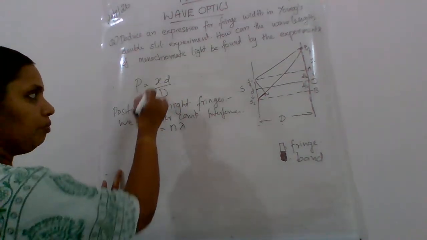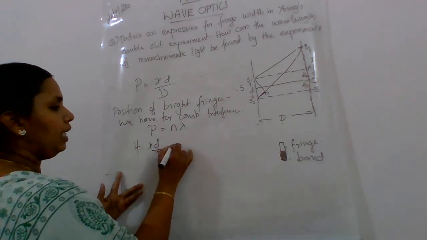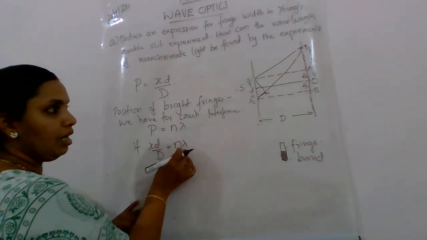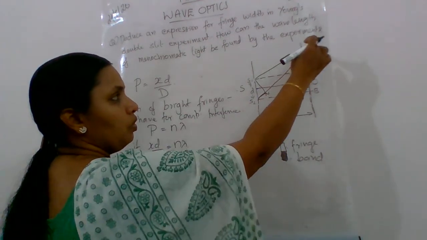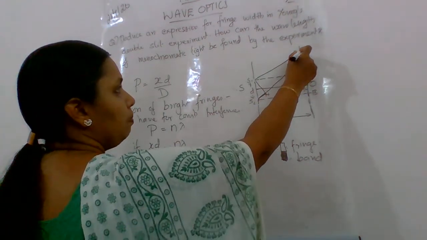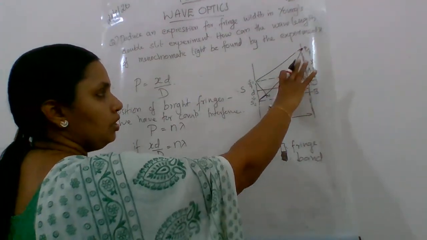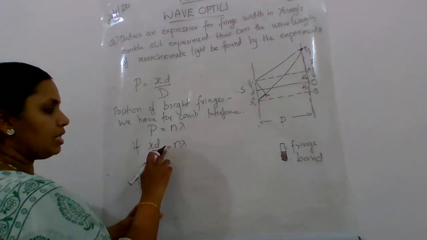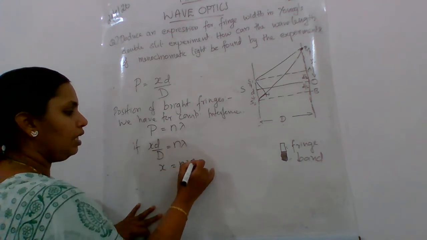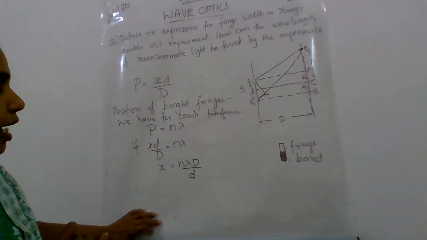So we can equate it, since both are path difference. If x d by D is equal to n lambda, those waves superpose constructively, and this point P will be bright, because the light falls constructively there. So x d by D is equal to n lambda, or x is equal to n lambda D by d.